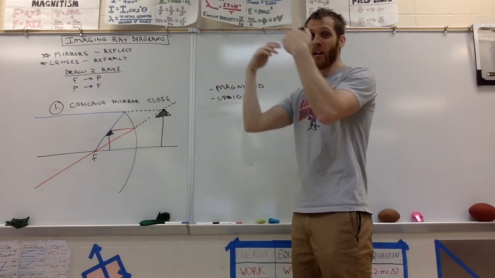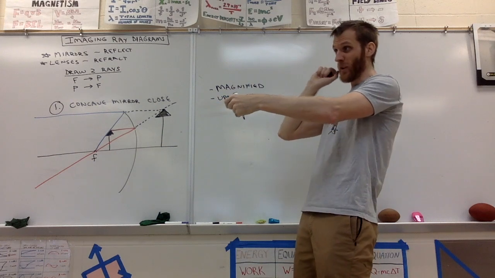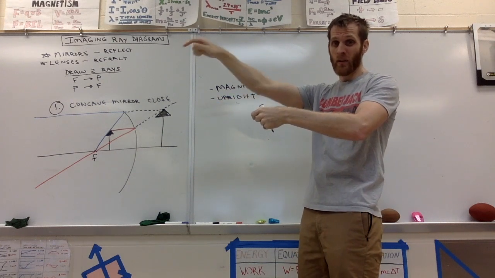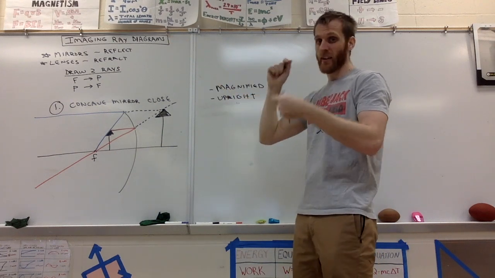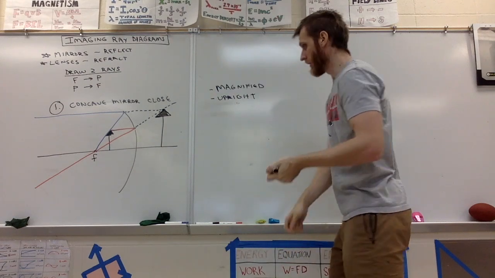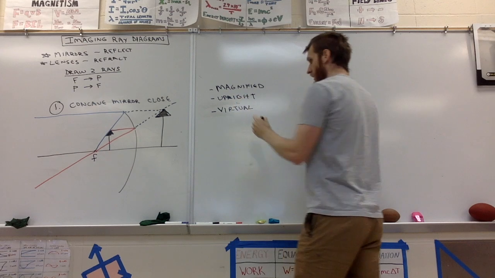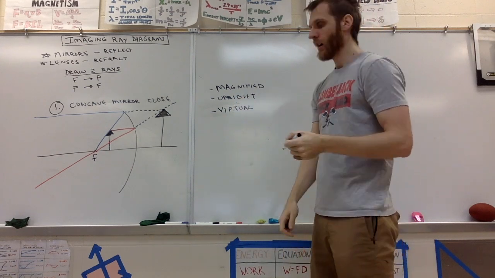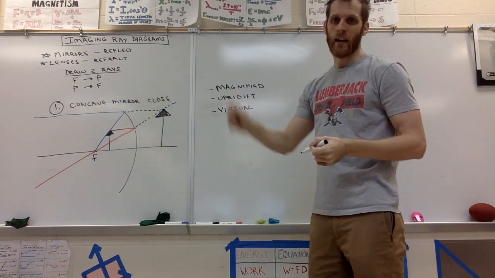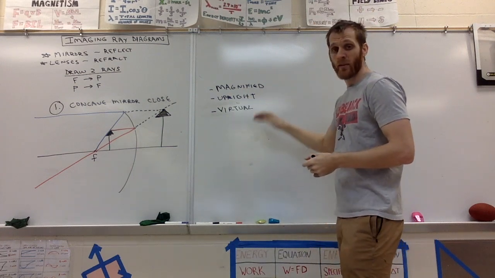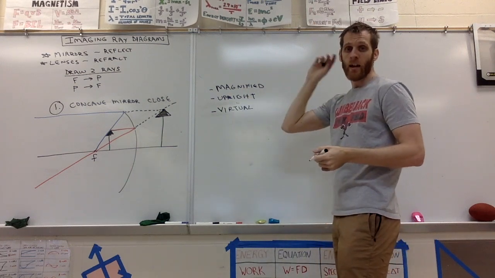It's an optical illusion. Our eyes are playing tricks on us because we think it's coming from behind the mirror, but in reality it's hitting the mirror and bouncing back to our eyes, so it appears like it's coming from behind the mirror. So this is a virtual image because it's behind the mirror. No light is actually getting there. And that's kind of represented with the dotted lines. So we can actually say three things about this image: magnified, upright, and virtual.